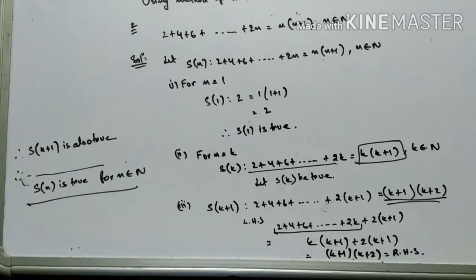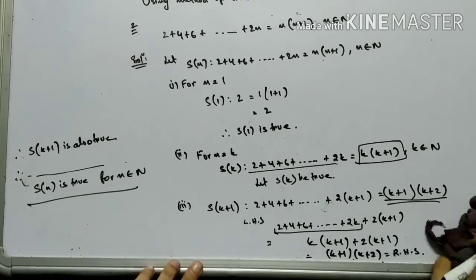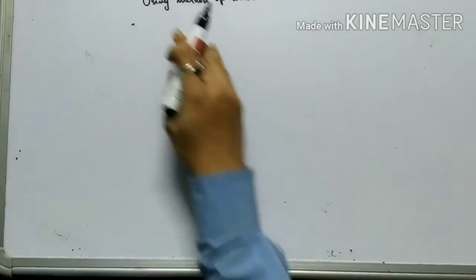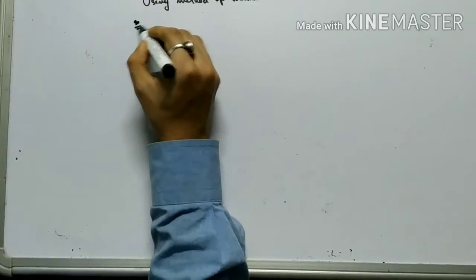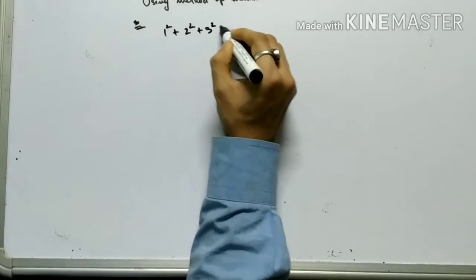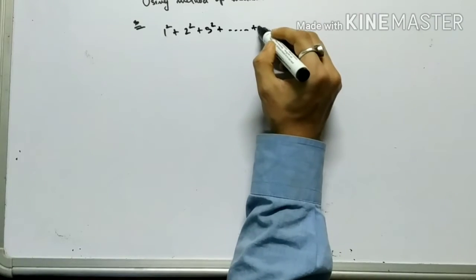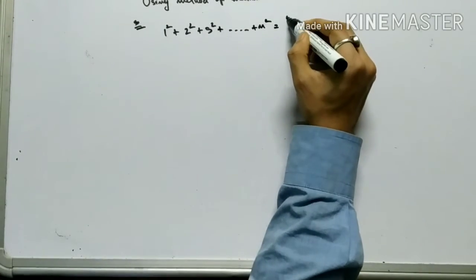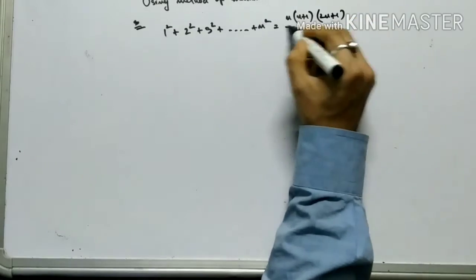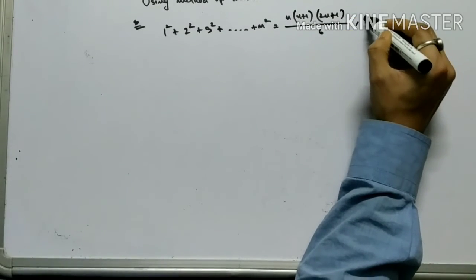Okay, next I will go to question number 3. So this is question number 3: 1² + 2² + 3² + ... + n² = n(n+1)(2n+1)/6 for n belongs to N.